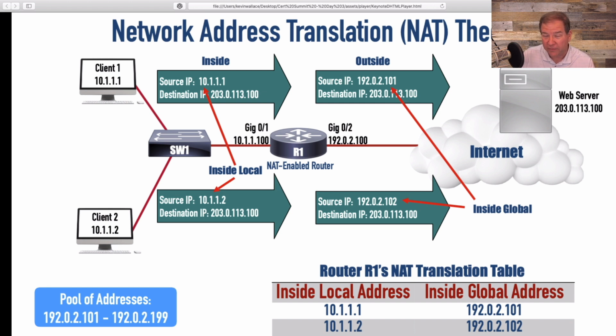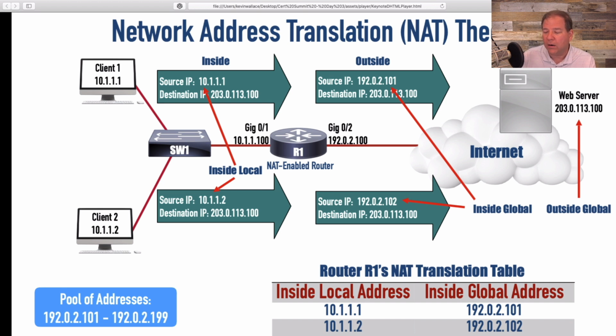And then we're talking to the web server. And where does that live? It lives on the outside of our network. Is that a publicly routable address? Yes, it is. So that means the web server's address of 203.0.113.100, that is an outside global address.